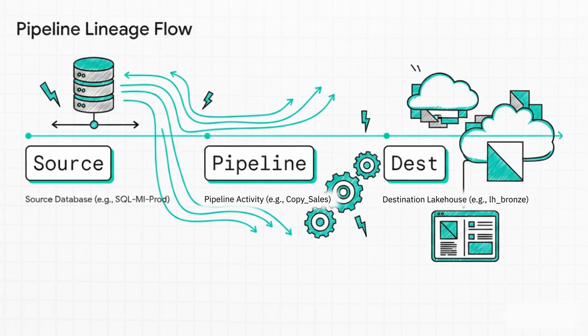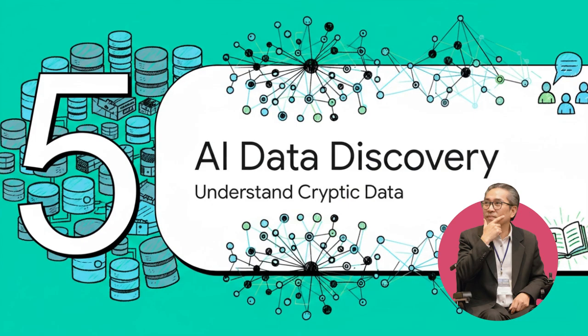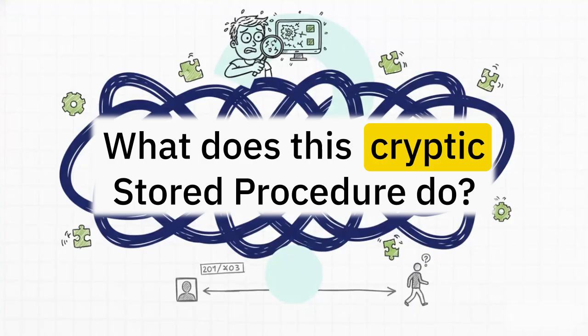But while safely connecting data is fantastic, raw databases are notoriously cryptic and tough to decipher. Section 5. AI-powered data discovery. We have literally all been here. You inherit a database, you open it up, and you stumble across a legacy stored procedure named something totally unhelpful, like USP_GetSales_V3_final. What on earth does it do? Who wrote it? Is it even safe to run? 9 times out of 10, the person who wrote it left the company 3 years ago, and there is absolutely zero documentation. It's just a massive, time-consuming headache.